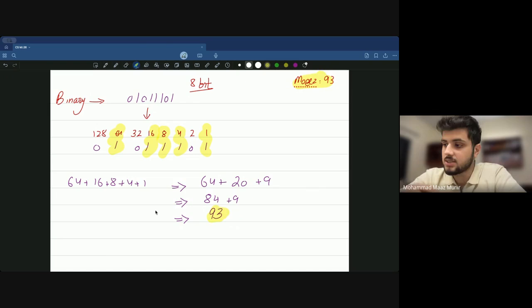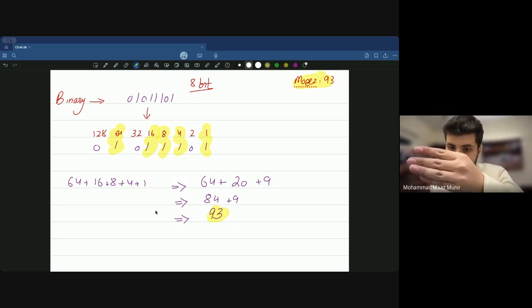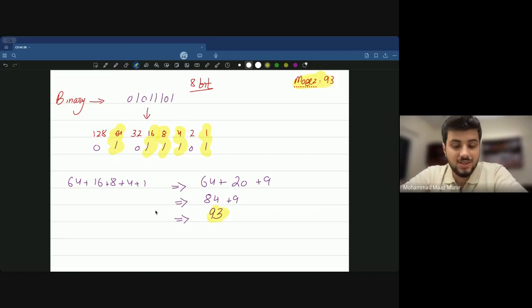This basically teaches us how to convert between binary to denary and denary to binary.